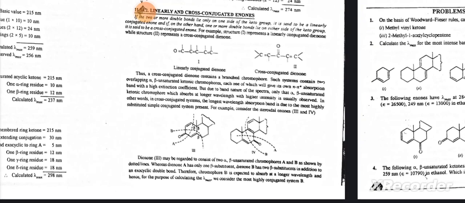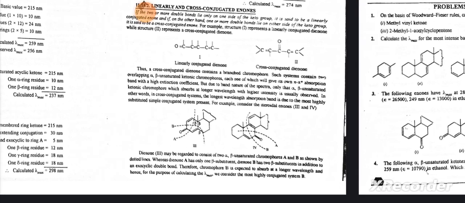Such systems contain two overlapping alpha beta unsaturated ketonic chromophores, each one of which will give its own pi to pi star absorption band with a high extinction coefficient, but due to the broad nature of the spectra, only that alpha beta unsaturated ketonic chromophore which absorbs at longer wavelength with higher intensity is usually observed. In other words, in cross-conjugated systems, the longest wavelength absorption band is due to the most highly substituted simple conjugated system present. For example, consider the steroidal enones.